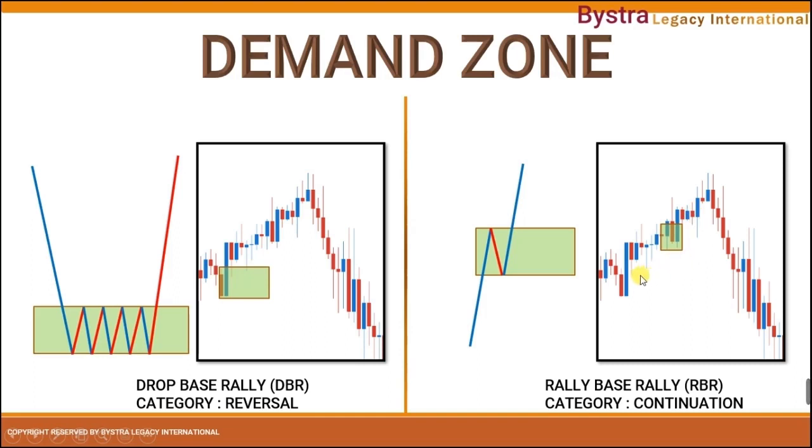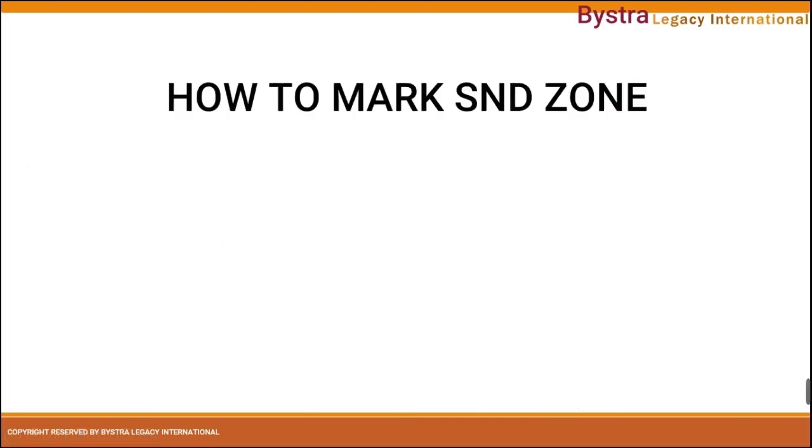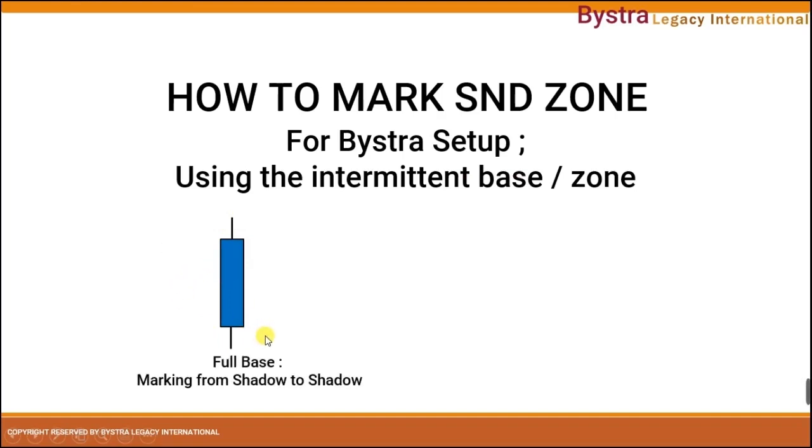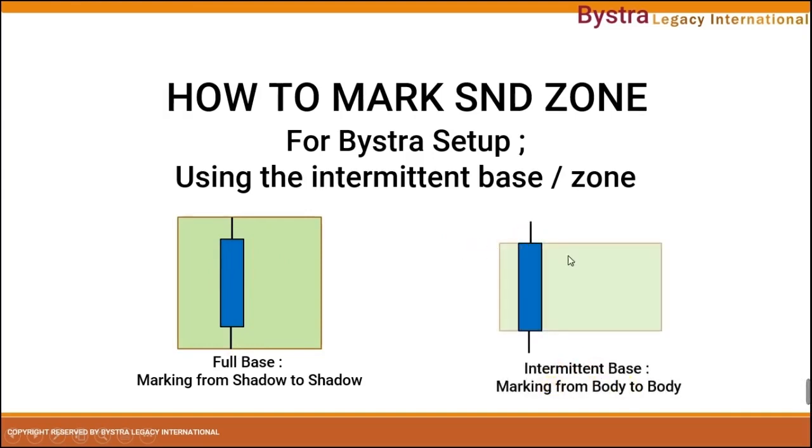The most important part is that we can identify the base, the demand zone and also the supply zone. So how do we mark the SnD? For the Bystra setup, we only use the intermittent base or zone. What is an intermittent base or zone? I will show you in a while. First, this is a candlestick chart. For example, this is the base. For a full base, we normally mark from shadow to shadow. So this counts as a full base. For an intermittent base, we only mark from body to body like this.